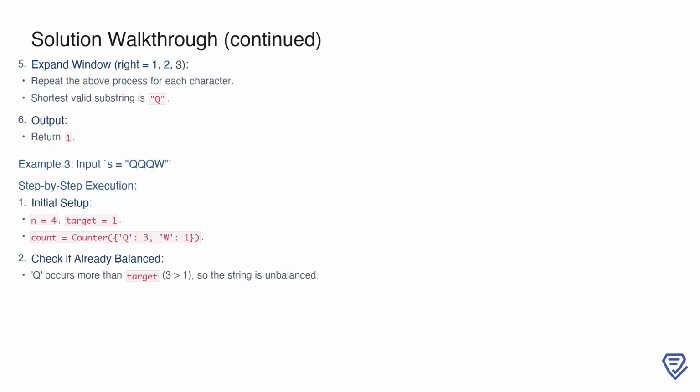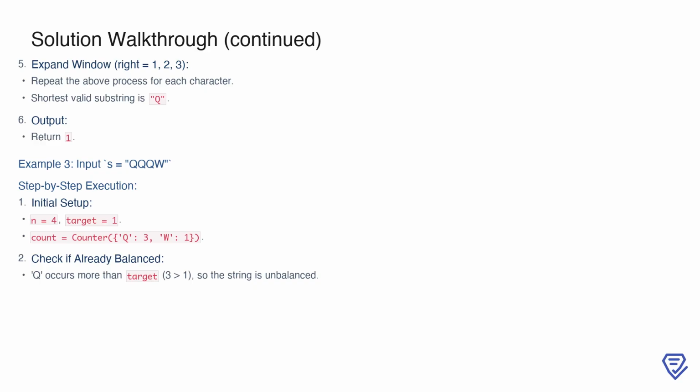Expanding the window further, we repeat the same process for the remaining characters in the string. At each step, we adjust the frequency counts and check if all characters are within the target. Ultimately, the shortest valid substring we find is Q, and its length is 1. Thus, the output for this example is 1.